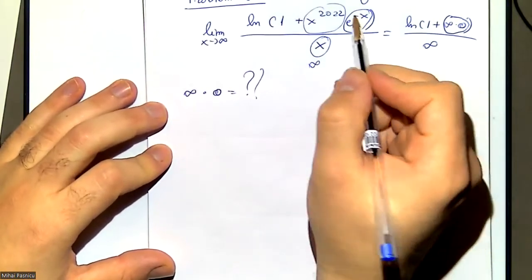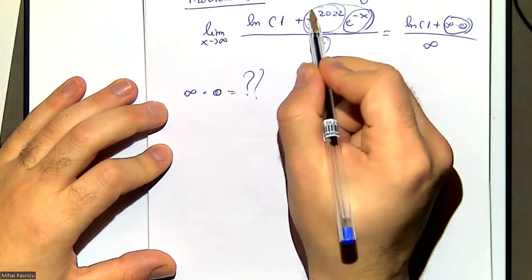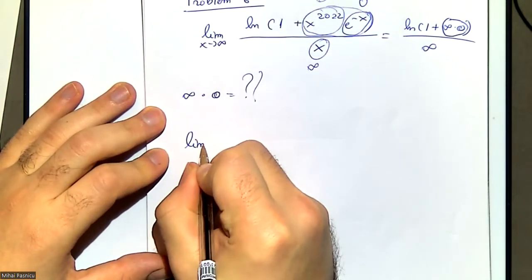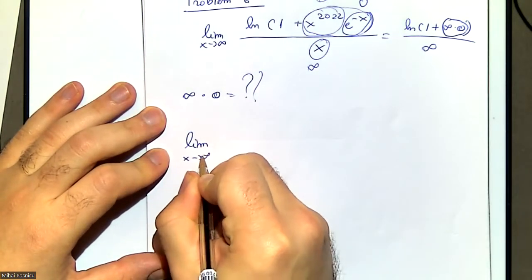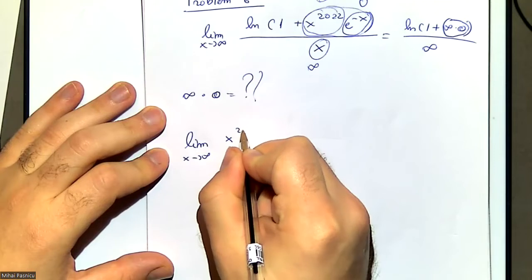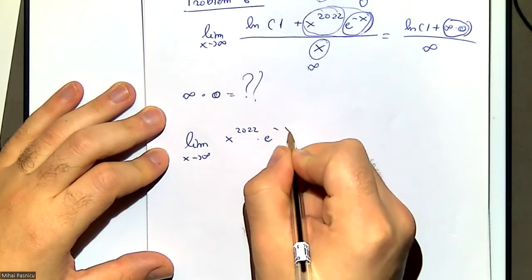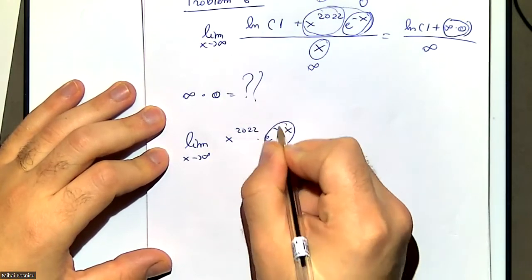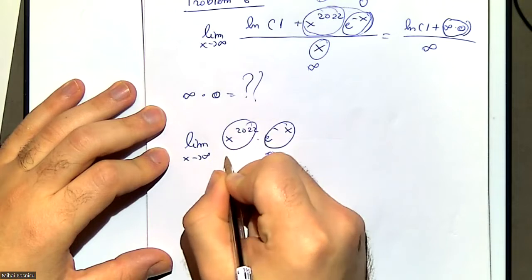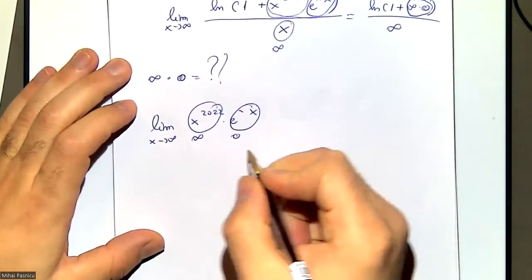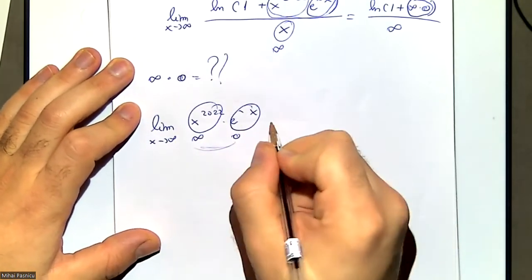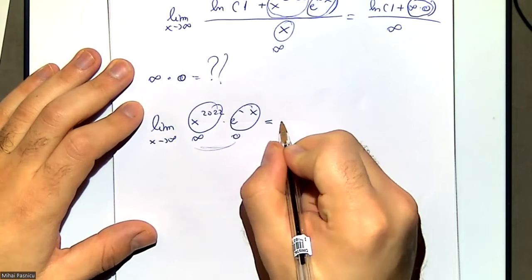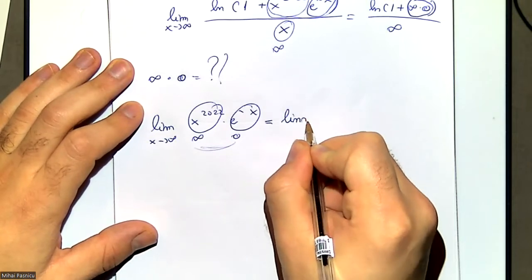I'm just going to take this part out and evaluate it separately. Limit when x goes to infinity of x^2022 e^(-x). Again, the reason I'm taking it out is because this is 0, this is infinity. I have no idea what this is equal to. This thing is undefined. So, look, I need to apply L'Hopital to this one.